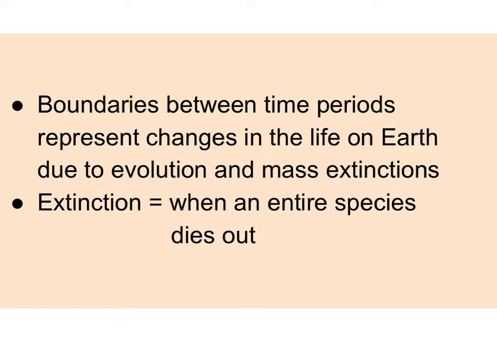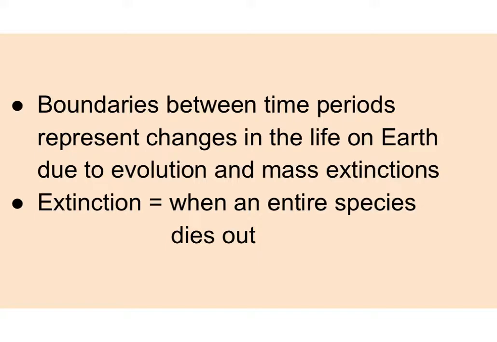Students often ask me, why do we have these different time periods? Like, what makes the distinction between them? Well, those boundaries between time periods represent changes in the life on Earth due to evolution or mass extinctions. So if organisms have changed a lot and you see completely different species, or maybe even completely different groups of species evolve, then we would distinguish that as a time where, okay, suddenly now we have dinosaurs that are abundant, or a lot of mammals on the planet. And so that represents a boundary between different time periods.